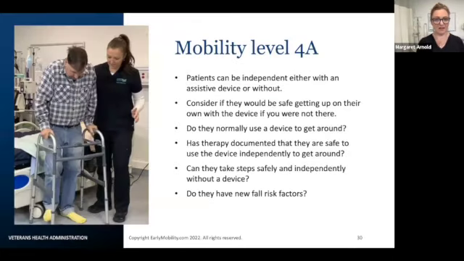Level 4A, consider if this person would be safe getting up on their own with their device if you are not there. Do they normally use a device to get around? Has therapy documented that they are safe with their device? Can they take steps safely and independently without a device? Do they have new fall risk factors? These are things you want to consider in your 4A patients.